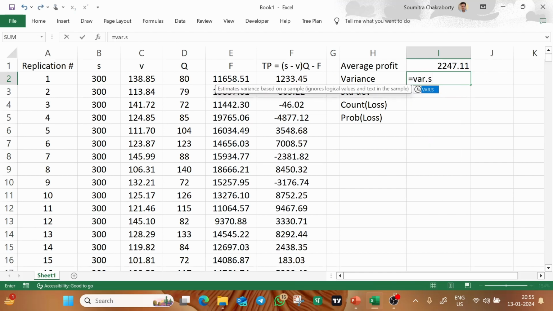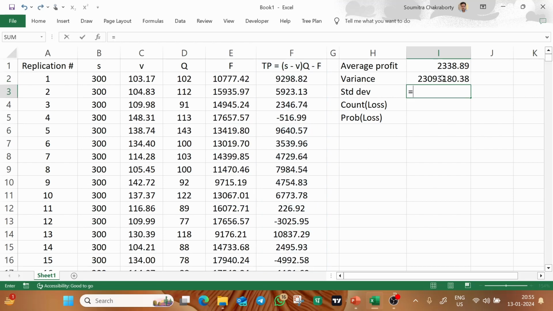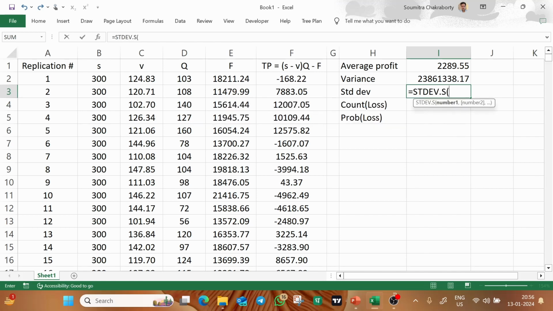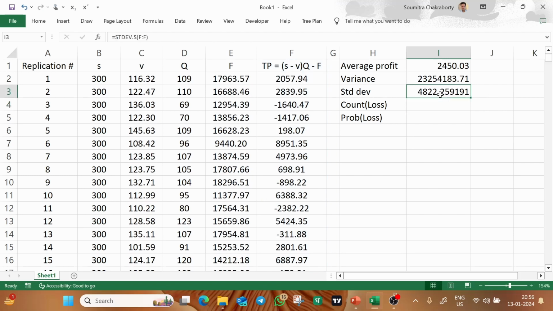Similarly, for variance, I will use the formula VAR.S. In most cases in simulation, we are dealing with sample data. Even if you are using 1000 replications or 5000 replications, this is only sample data. Therefore, always use the sample variance formula. Again you can use F colon F here. You don't have to take the actual range, F2 to F1001. Just use F colon F to calculate the variance. Once you calculate the variance, you can either take the square root of the variance to calculate the standard deviation, or use the STDEV.S formula, again S because we are calculating the sample standard deviation. Again use F colon F and you get the standard deviation.